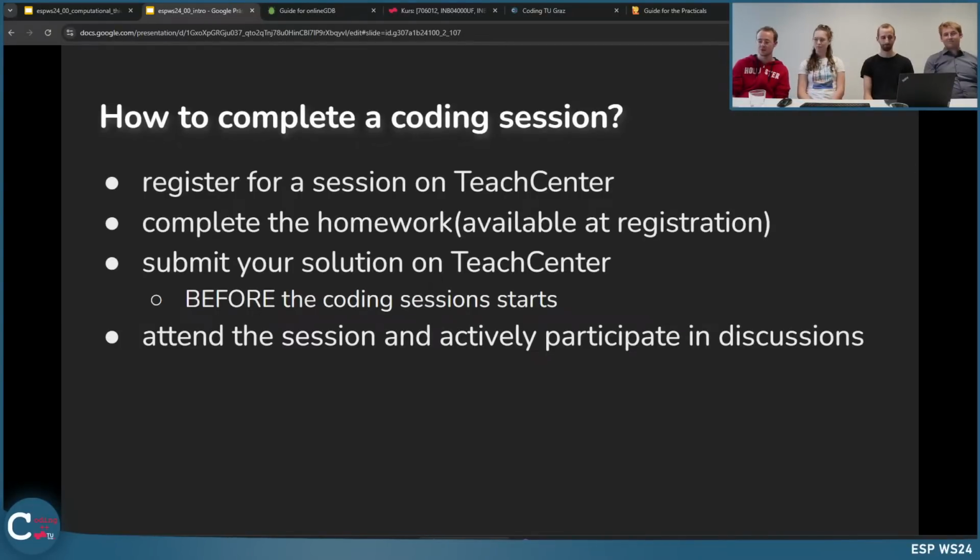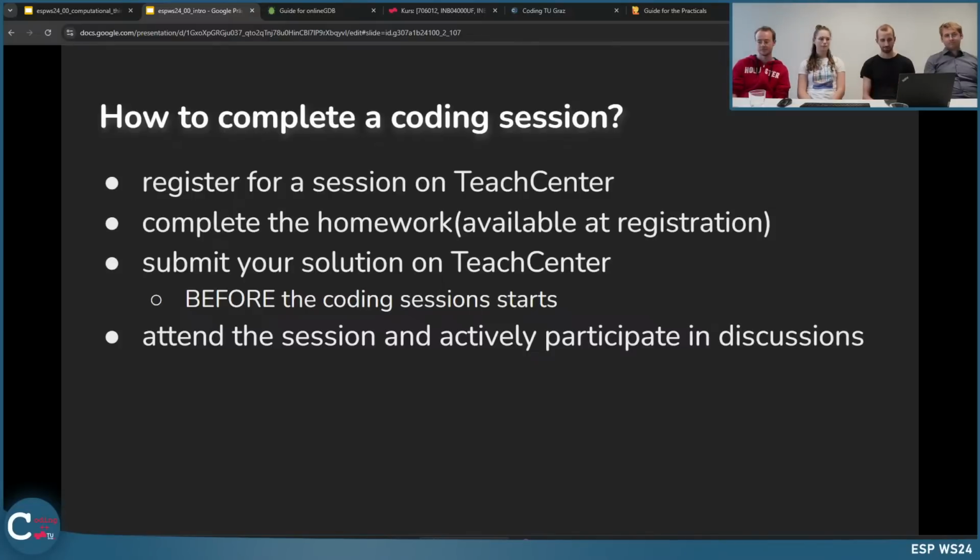I've just seen one question: how many points for the homework or the coding session? We said at the very beginning there will be 4 points for the coding session. 2 are for the homework, 2 are for attending the coding session, but if you do not show up, you will not get any of these points.